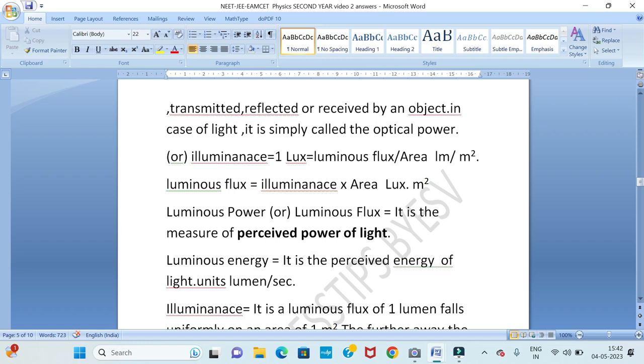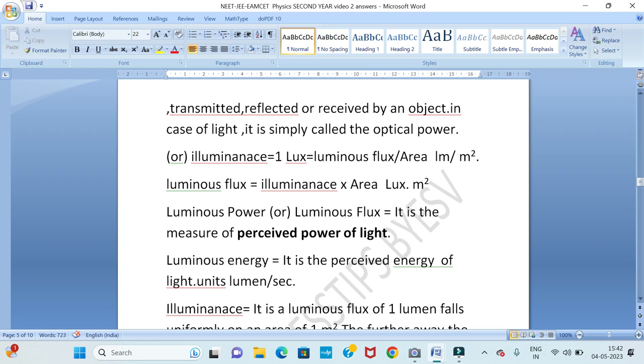Earlier, radiant flux. Here, luminous flux. It is the perceived power of light, whereas radiant flux is the emitted power of light. Here it is the perceived power of light. That is the difference you have to notice.